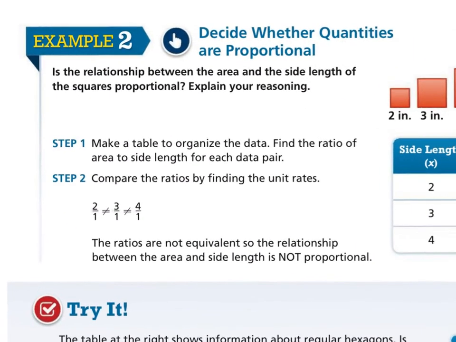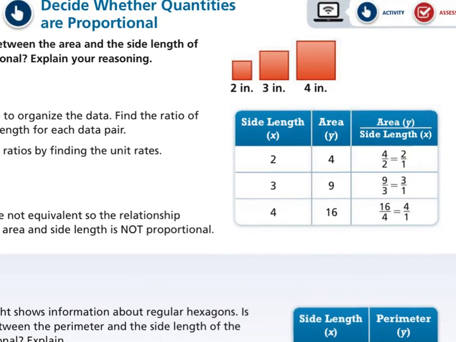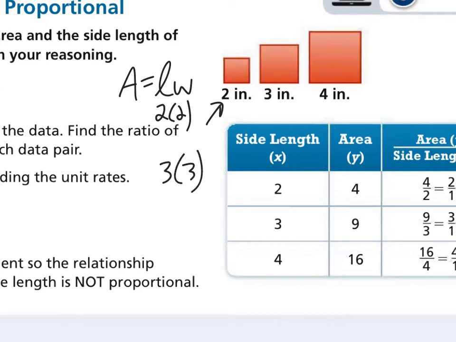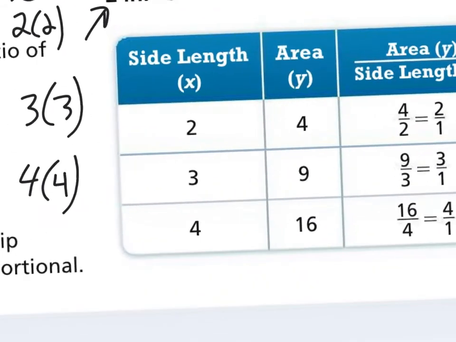Example 2, is the relationship between the area and the side length of the squares proportional? And explain your reasoning. So if you look at this, we've talked about it before. Area of a rectangle or area of a square is length times width. So for this first square, side length is 2. We would do 2 times 2, so that area is 4. For the second square, we would do 3 times 3, which is 9. And the last square, we would do 4 times 4, which is 16. So you can see these numbers in the table, the side length and the area.